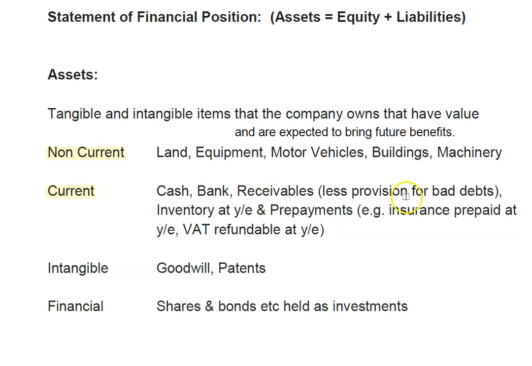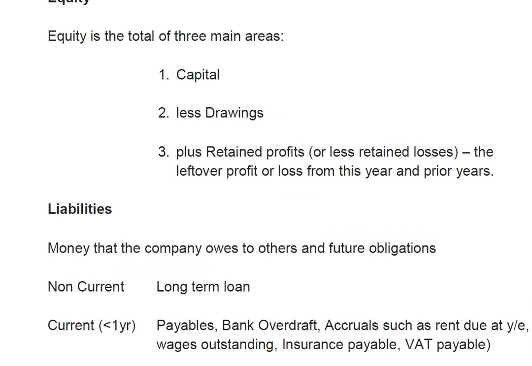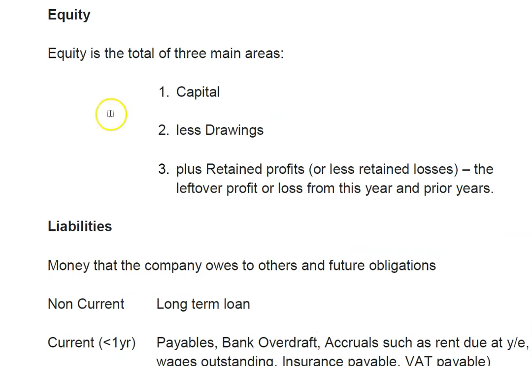Receivables always gets reduced for any provision for bad debts. Closing inventory is always the one underneath the trial balance, and prepayments at year end. Other types of assets are intangible and financial, which you may not see at this stage of your studies in the trial balances. The total of the assets tells you the resources the company owns at year end. The next section, equity and liabilities, tells you where the company got the money to purchase those assets.